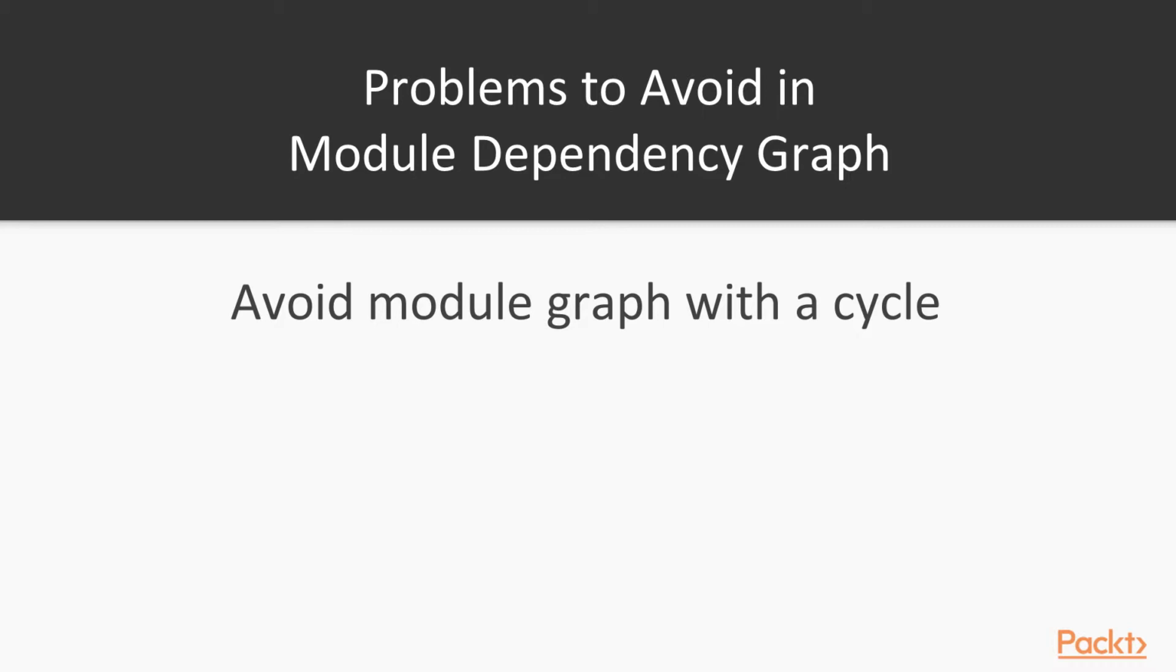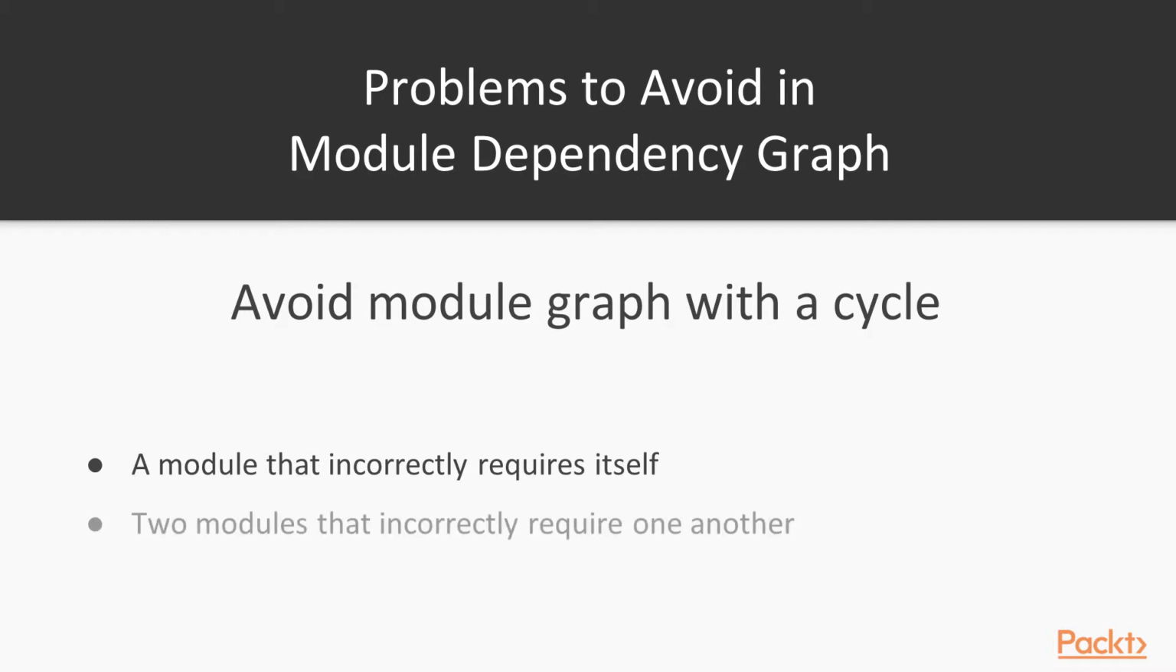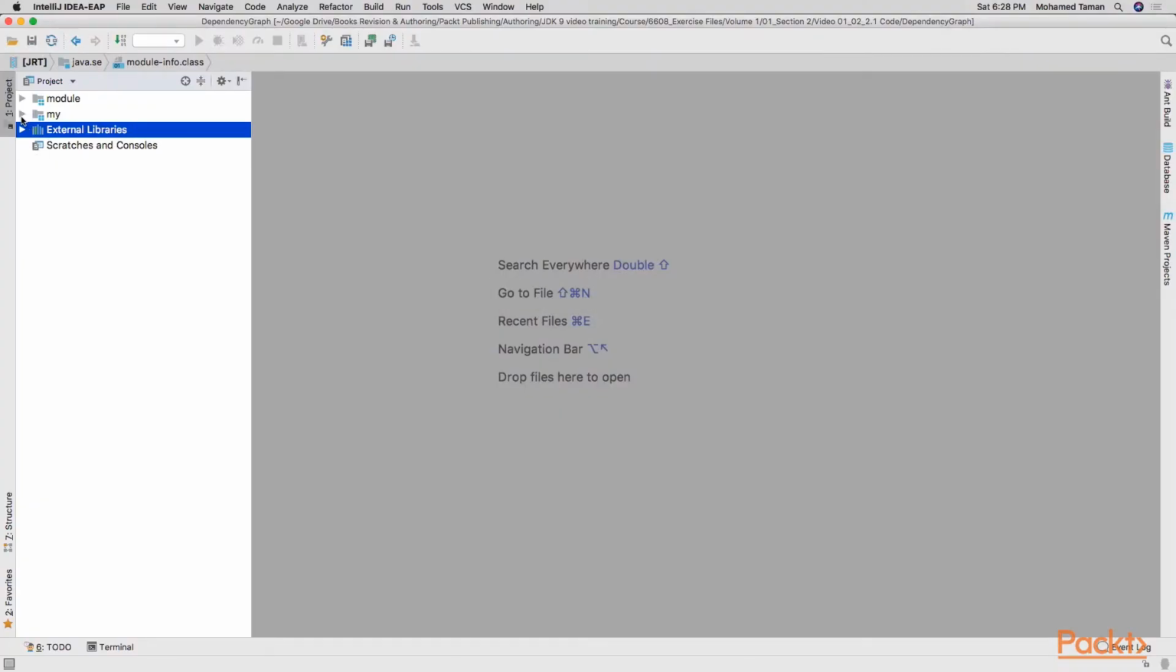So, let us consider two scenarios to avoid these problems. The first is a module that incorrectly requires itself, and the second scenario is two modules that incorrectly require one another. To get more insight, let's see this with examples in our project. Let's get back to our IntelliJ IDEA. I have developed the two concepts under my.cycle.